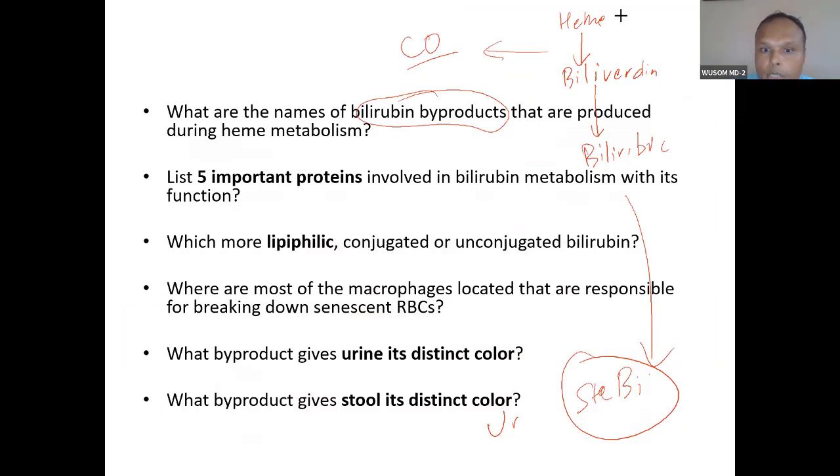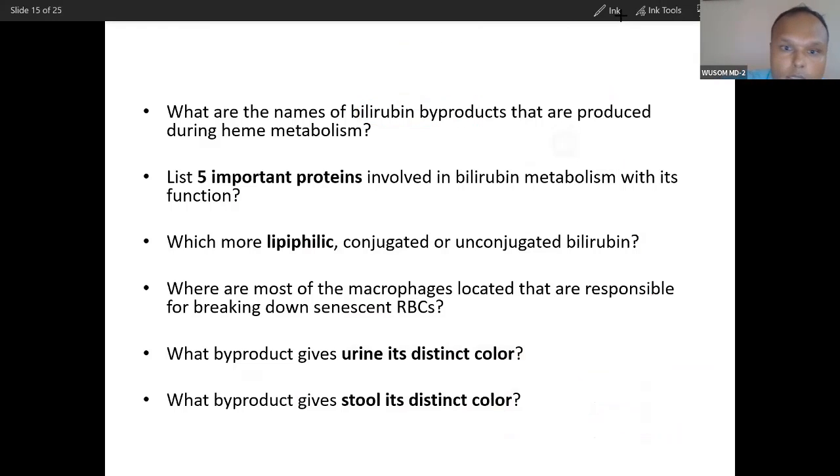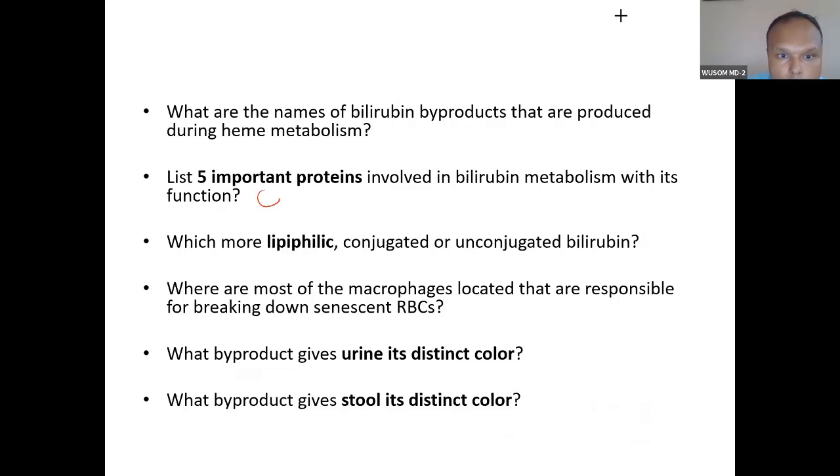Now, five important proteins in bilirubin metabolism with their function. Will you tell me the function? Five proteins. First is heme oxygenase. You know the function. Second is biliverdin reductase. You know the function. Third, what is the protein? Ligandin. You know the function. Fourth, what protein? UGT 1A1. What is the function?